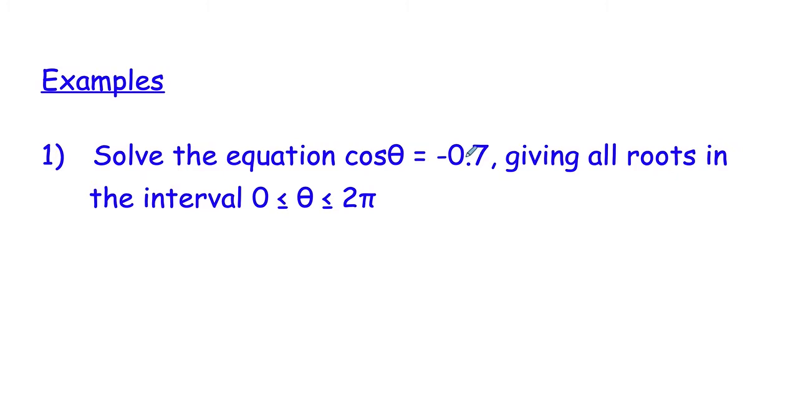So first thing I'm going to do is what we would have always done, is work out the inverse cos, making sure your calculator's in radians, inverse cos of minus 0.7. And the answer to that is 2.346. We need all the solutions from 0 to 2 pi. So I'm going to draw myself a quick cos graph from 0 to 2 pi.